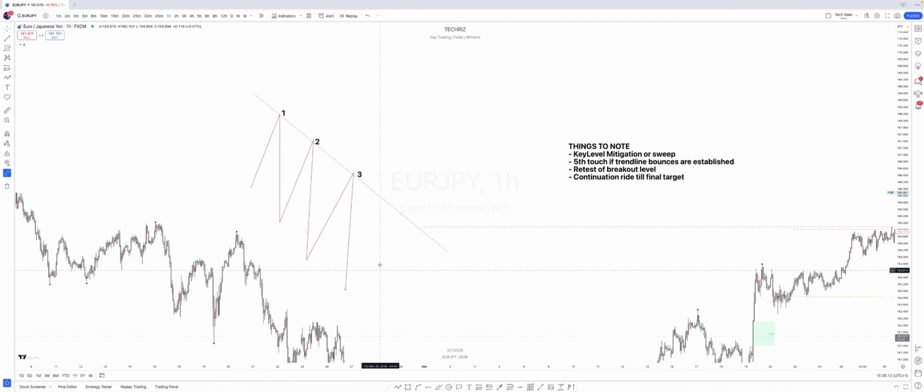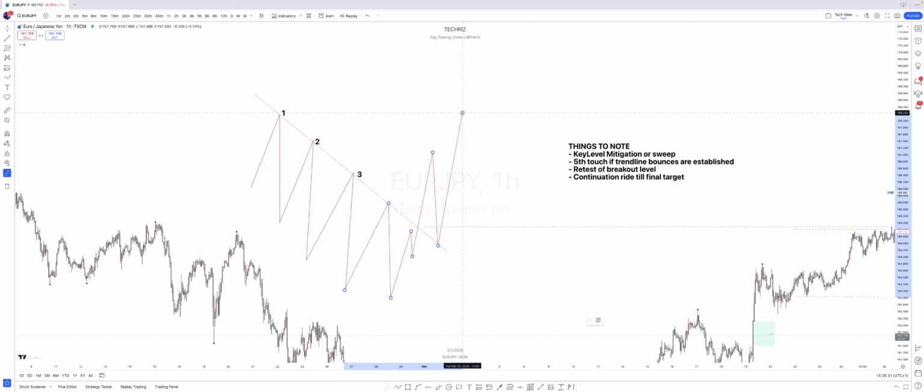So now we're going to wait for the fifth one. The fourth one comes, bounce, and then we have the fifth one to maybe do something like this, and boom, we have our breakout. Price will come back and retest the trend line or the psychological level before going up.